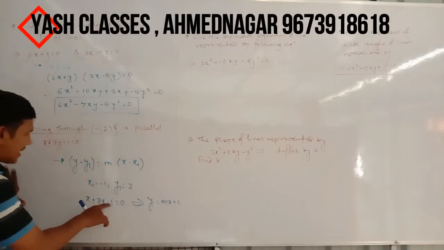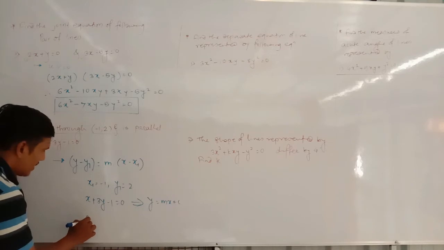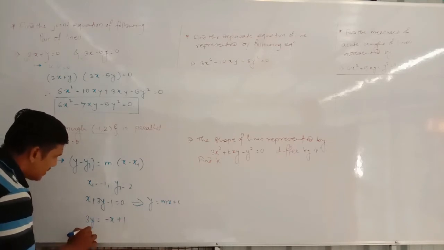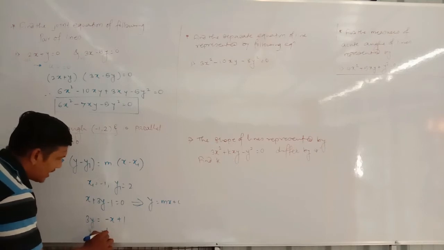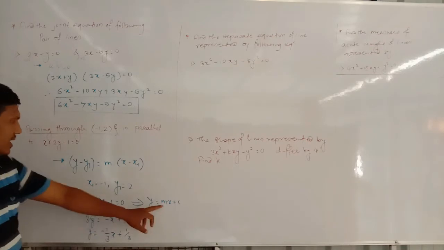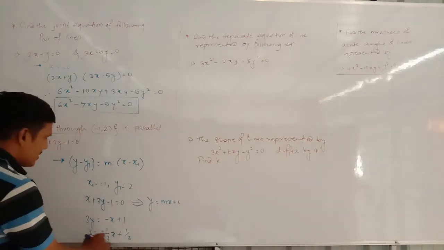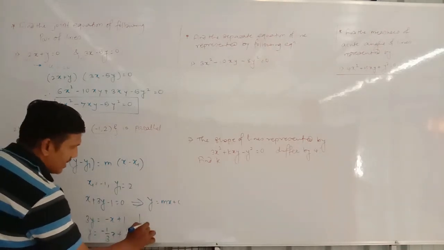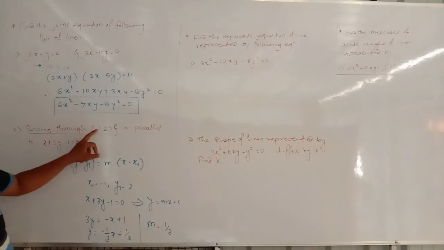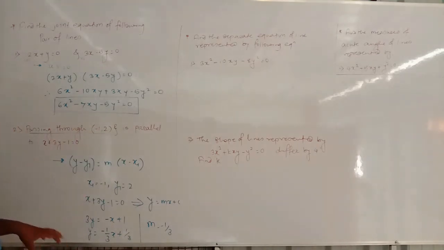Then we get 3y = -x + 1, so y = -(1/3)x + 1/3. From here, the slope of the line is -1/3. Now put in the values of y1 and x1, and we get the final equation.